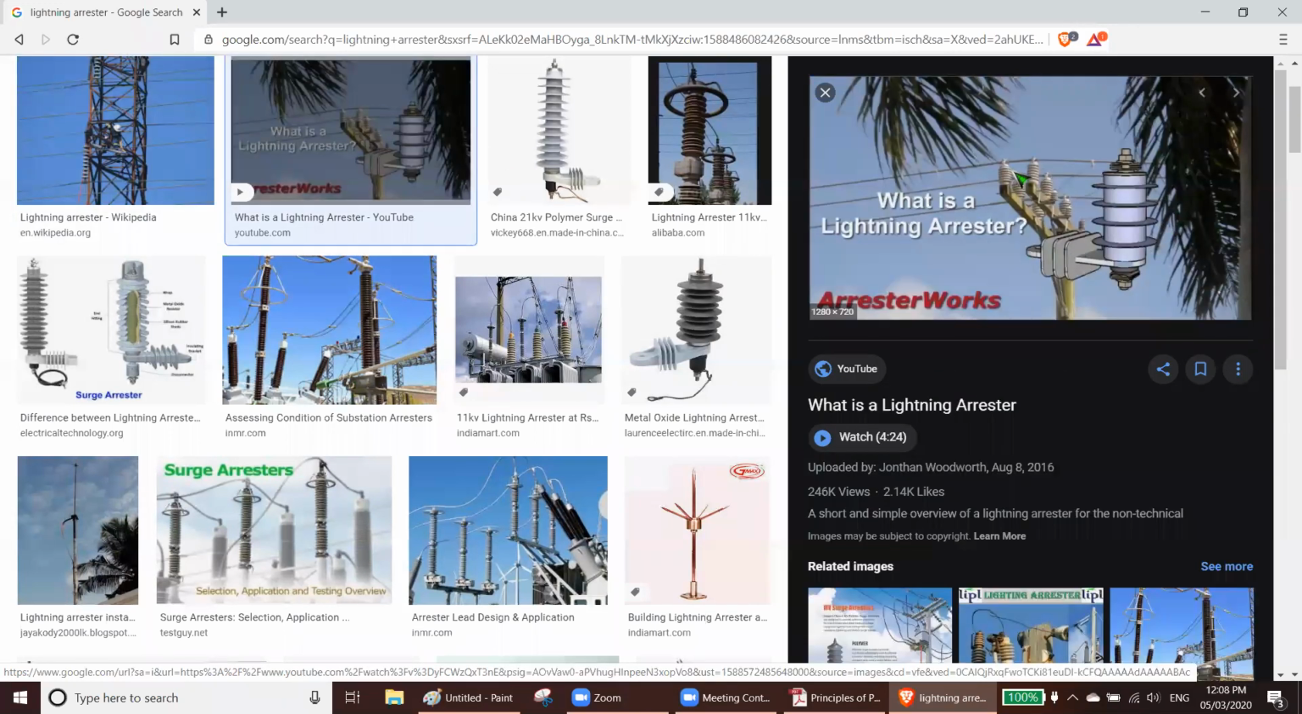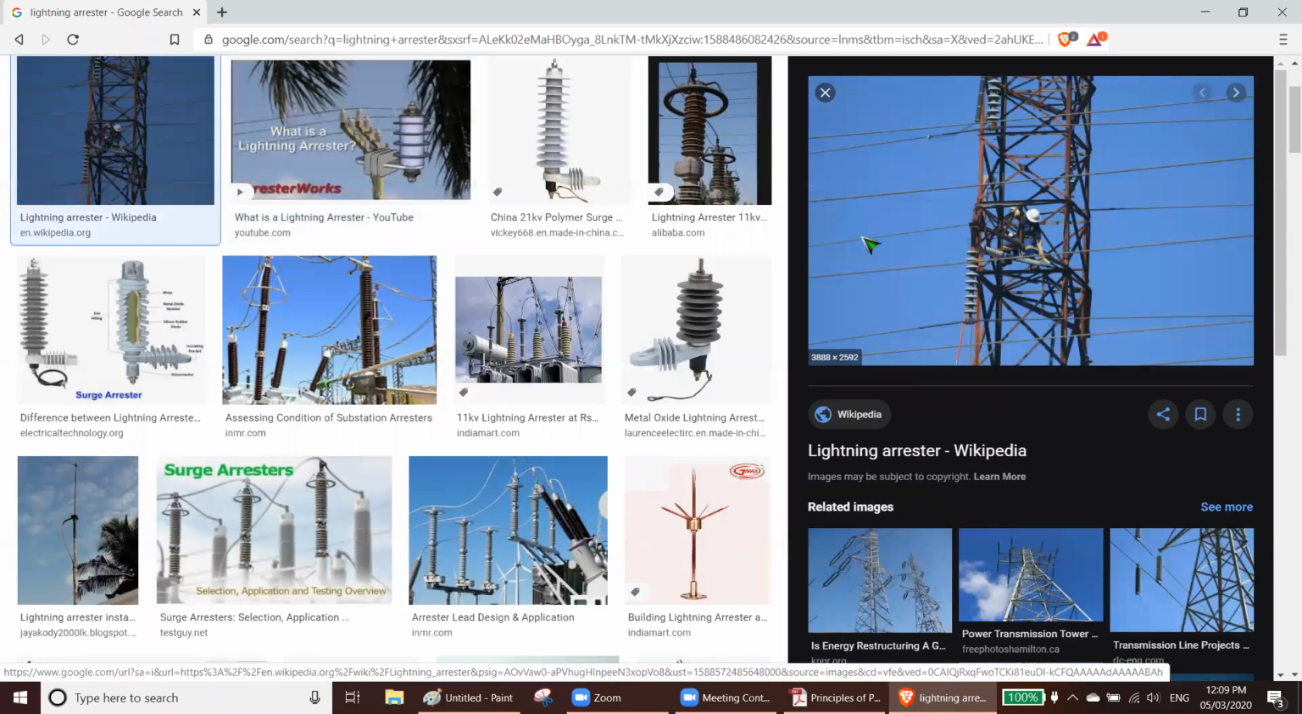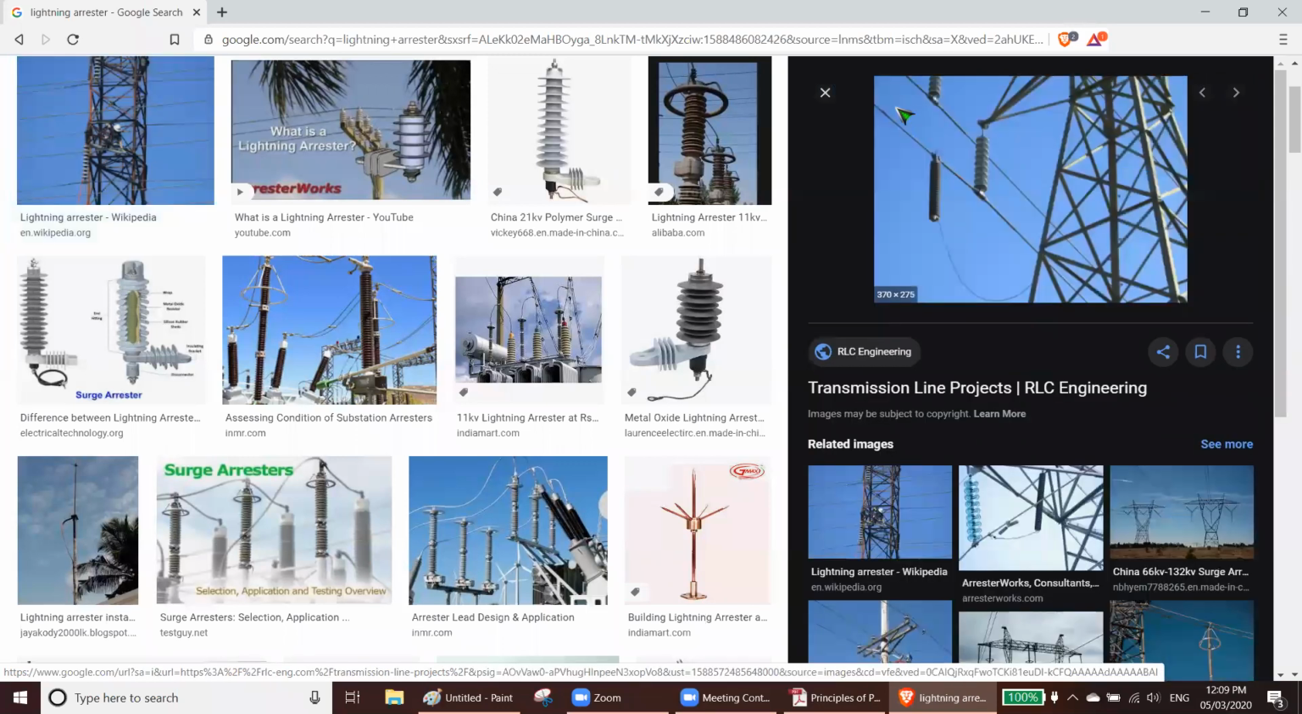Okay, here. What happens here? Look at this picture. Let's say here there is a lightning, right? If there is lightning here, this voltage should not go to the consumer end. It should go to the lightning arrestor, to the tower, to the ground. Understood? So if there is lightning here, the huge voltage will go through the lightning arrestor and this wire to the ground.